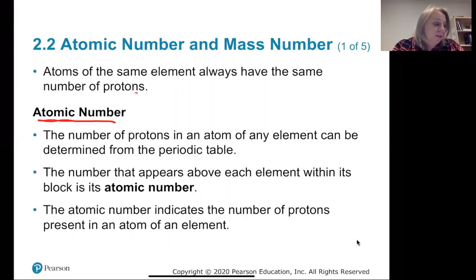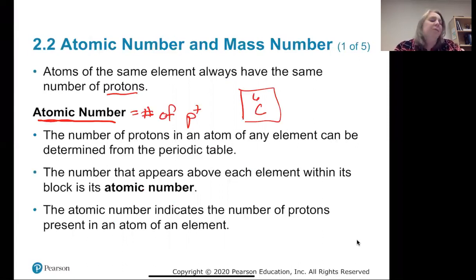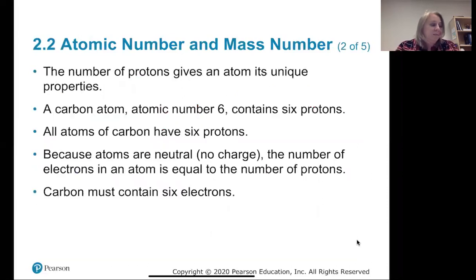So the number of protons is our atomic number. And you can get that atomic number by going to the periodic table. So when you look at an element, say it's carbon, carbon should have 6 protons, and that's what you'll see in the periodic table. So we call that the atomic number. And that tells me that any atom that has 6 protons is going to be carbon. It has to be carbon. And that's what gives the atom its unique properties. If it had a different number of protons, it would be a different element. So the carbon atom, atomic number 6, contains 6 protons. All atoms of carbon have 6 protons.